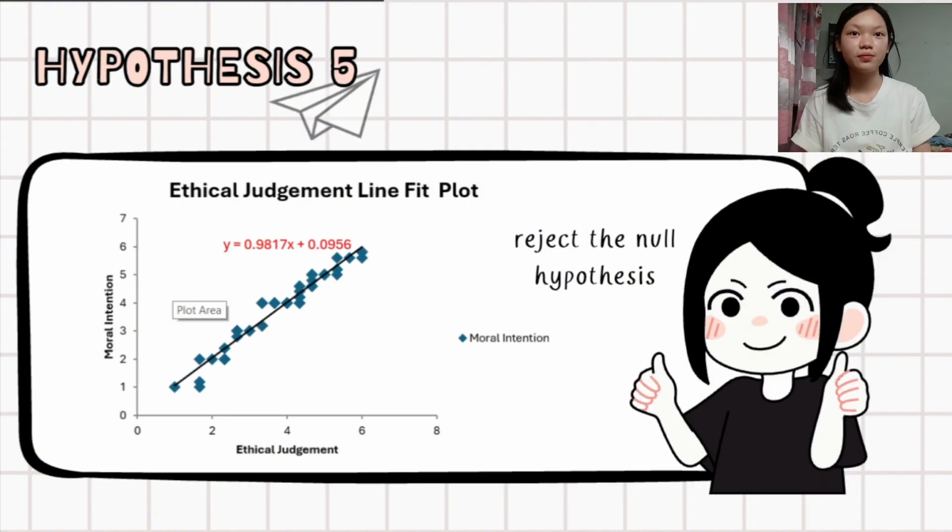For hypothesis 5, the linear regression model is significant, rejecting the null hypothesis because the p-value is less than or equal to alpha value 0.05, and this is the possible correlation between the ethical judgment and the moral intentions. If the ethical judgment against the ChatGPT use strengthens, the moral intention to use the ChatGPT ethically will increase.